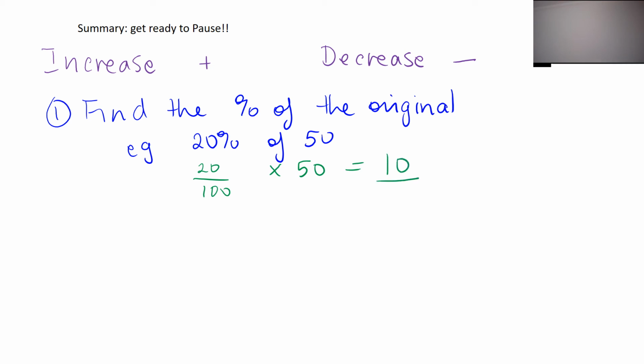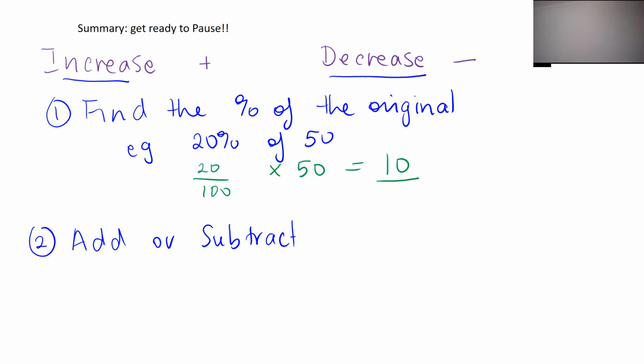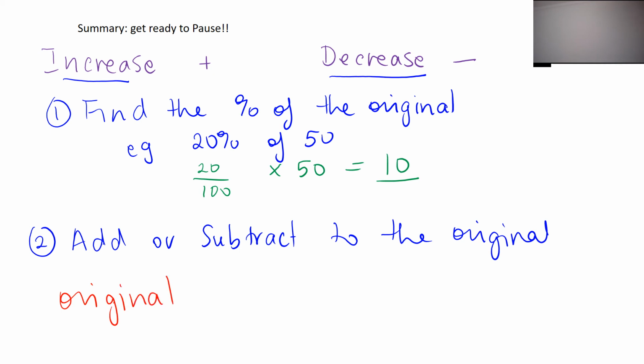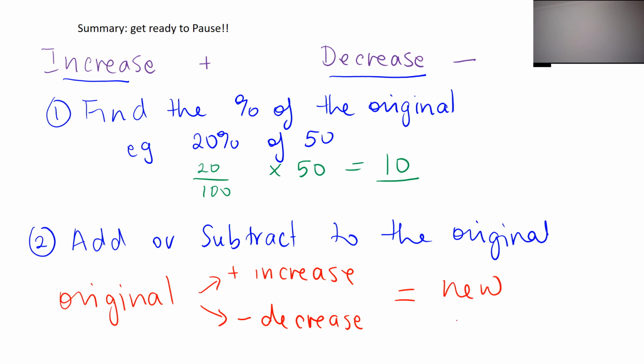And step number 2 is going to be either add or subtract. Now remember, how am I going to know which one to do? Well, am I increasing or am I decreasing is going to be the key there, to the original. So for this one, it will be original amount, and then it's going to be either plus the increase, or minus the decrease, equals my new quantity.